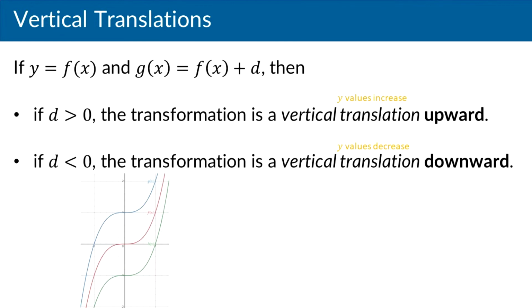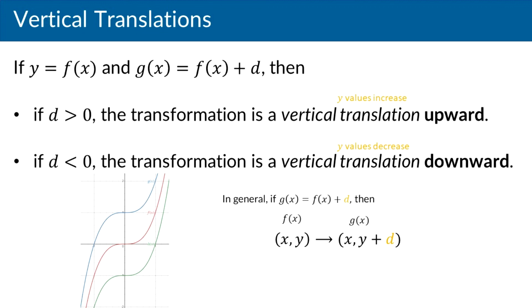And so to examine this graphically, here again are the graphs of those 3 functions. So we have x cubed, which is the red function in the middle, and then we have x cubed plus 1, that's the blue function that was shifted upward, and x cubed minus 1, which is the green function that's shifted downward here.